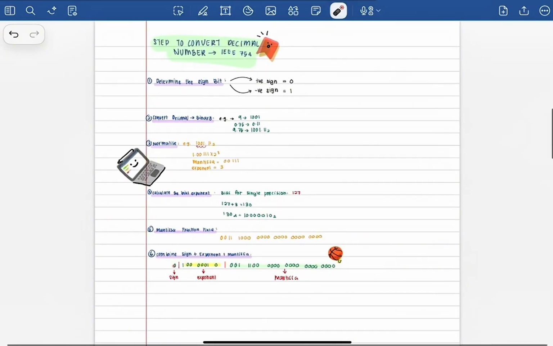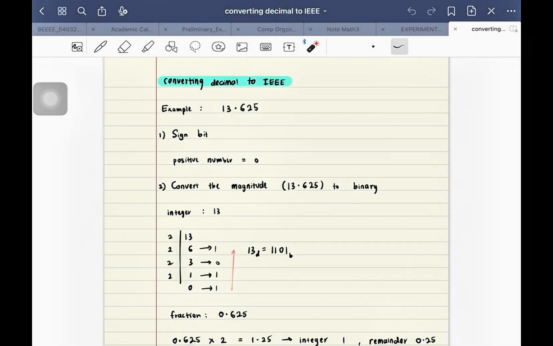We just need to combine them to get the IEEE 754 number. I think that's all for the theoretical part. Thank you. Okay, so I will show an example of how to convert a decimal number to IEEE.